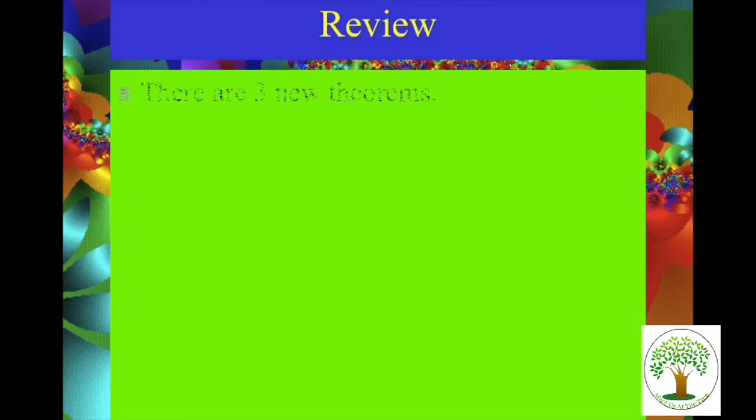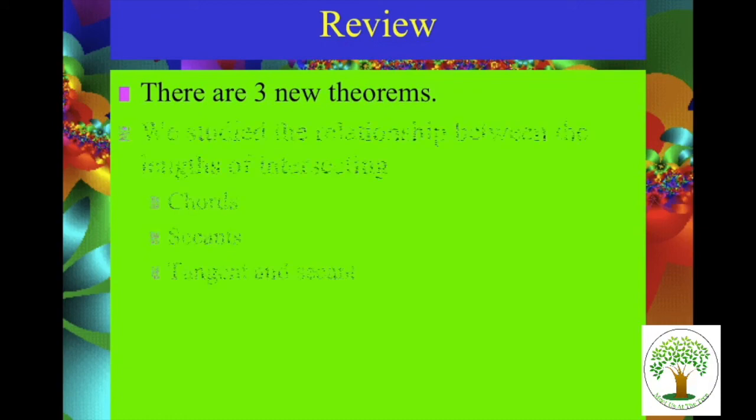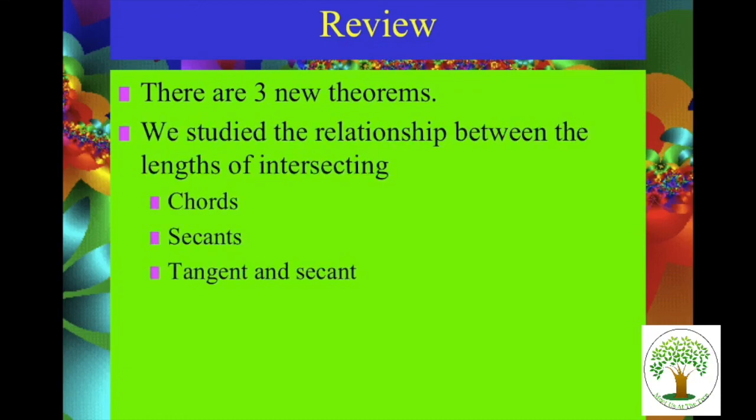All right, let's review what we've learned. We just did 3 new theorems, which was 3 more formula madness questions. We studied the relationship between the lengths of intersecting chords, secants, and tangents. I want you to notice the difference. Last time we did angle measures. Today we're doing lengths of intersecting lines and line segments.